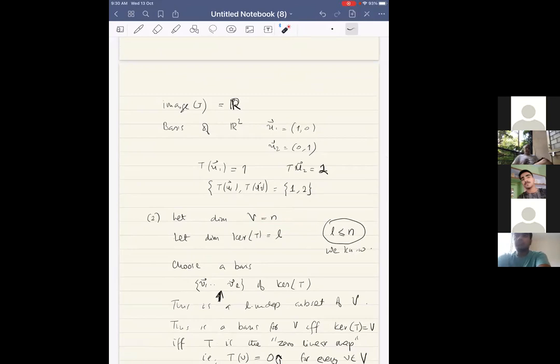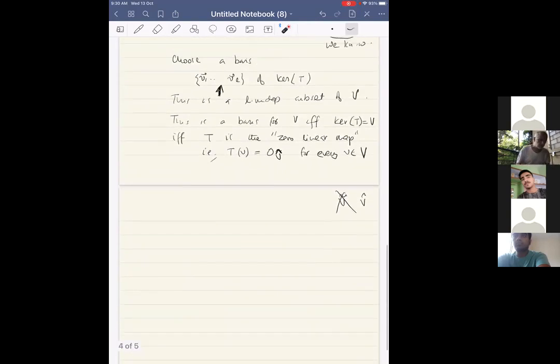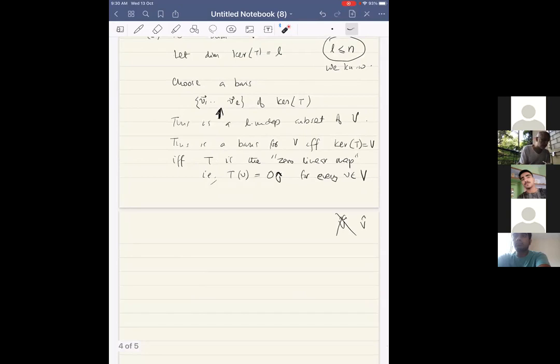Okay? And the kernel is a subspace of V. So it will have a dimension. It could have zero dimension. Supposing the kernel has zero dimension, what does that mean? That means the kernel consists of just the zero vector, in which case the map T is. So let's understand this. I'm going to take a pause, just to be sure everybody understands. I'm going to make a little detour.